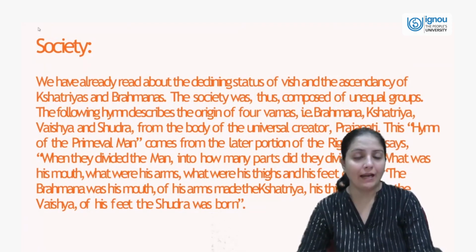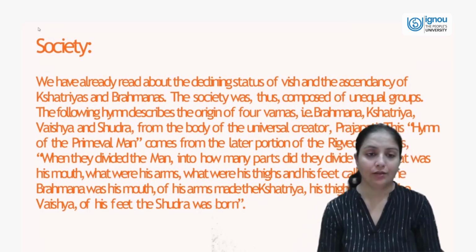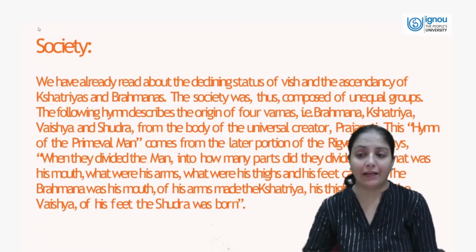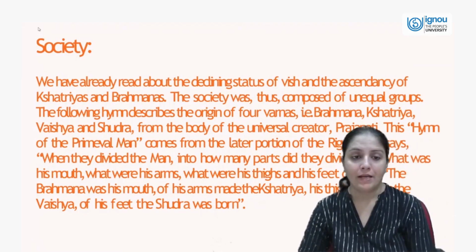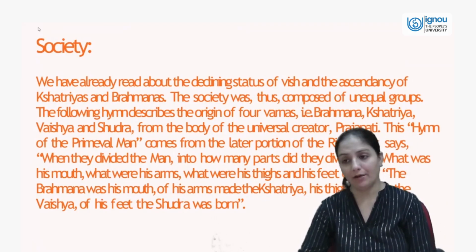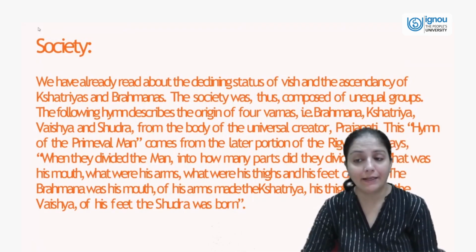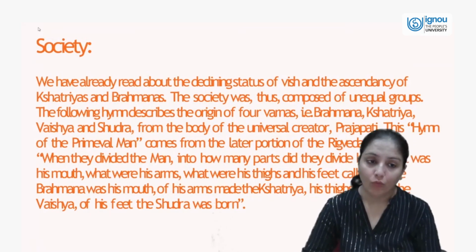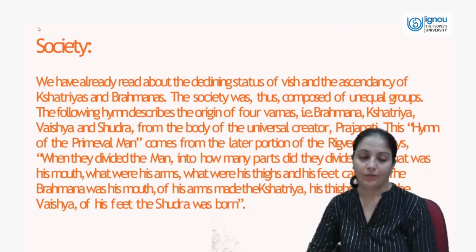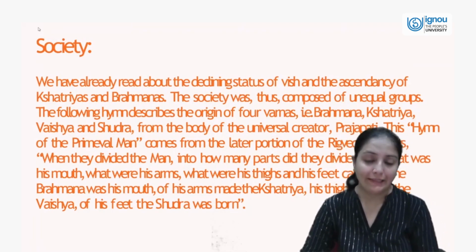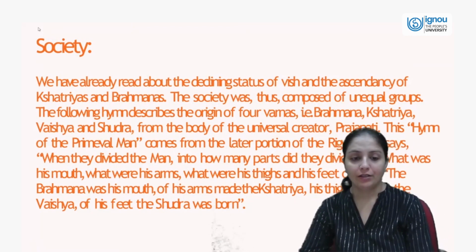The following hymn describes the origin of four Varnas: Brahman, Kshatriya, Vaishya, and Shudra, from the body of the universal creator Prajapati. This hymn of the primeval man comes from the later portion of the Rigveda. It says: when they divided the man, into how many parts did they divide him? What was his mouth? What were his arms? What were his thighs? And what were his feet called? The Brahman was his mouth, his arms made the Kshatriya, his thighs became the Vaishya, and from his feet the Shudra was born.